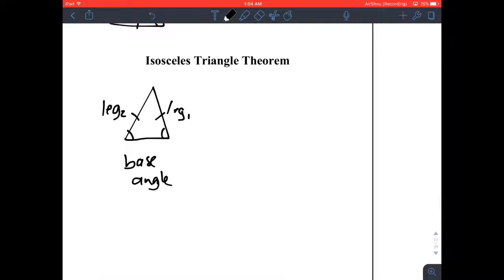There's also a converse to the isosceles triangle theorem that says that if you have a triangle in which two angles are the same, then the sides opposite those must also be the same. So the isosceles triangle theorem works in both directions. If you have two angles that are the same, you know that you have to have two sides that are the same. If you have two sides that are the same, you know you have to have two angles that are the same.